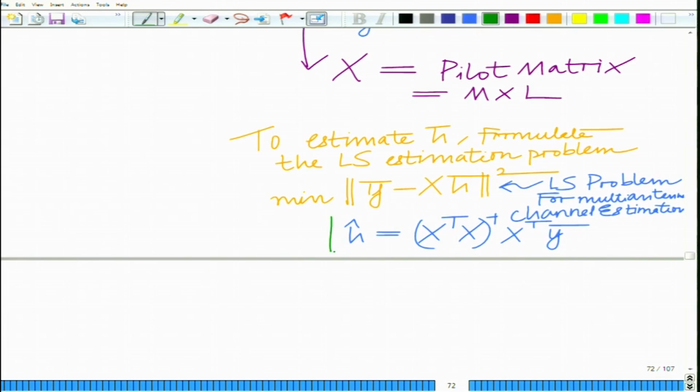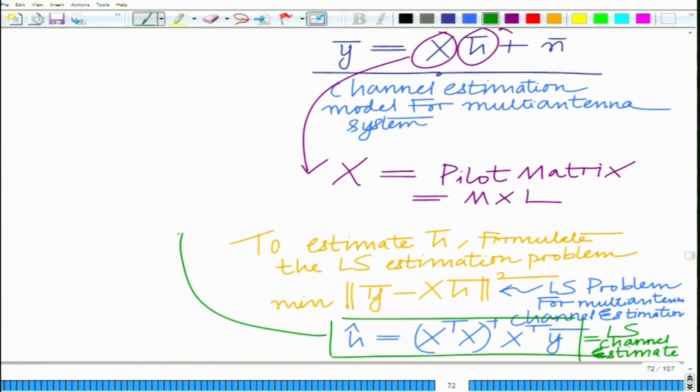This is very interesting. This is equal to your LS, the least squares channel estimate. So, this is known as the least squares channel estimate. X is your pilot matrix. So, we have the observation vector y bar, and the corresponding pilot vectors.